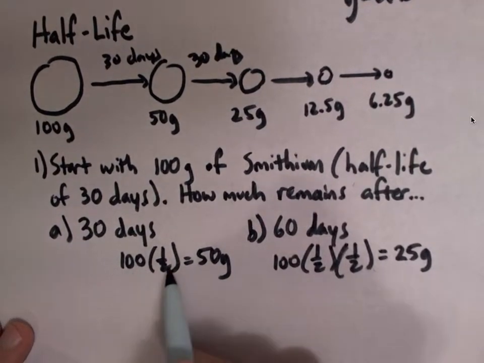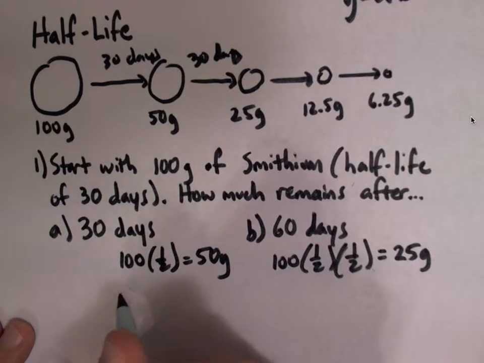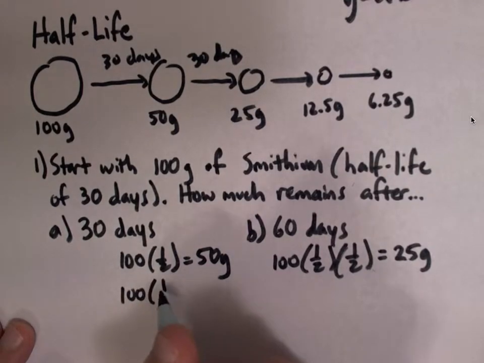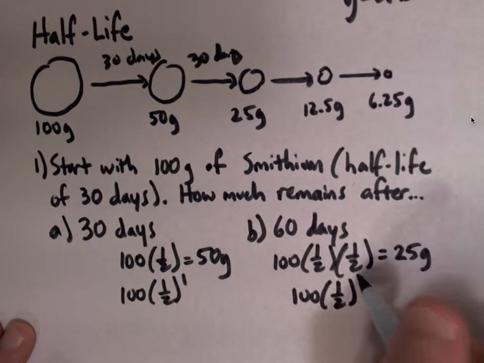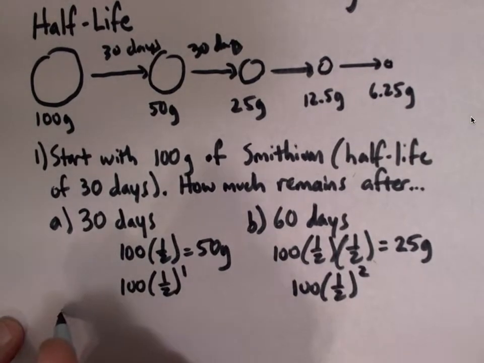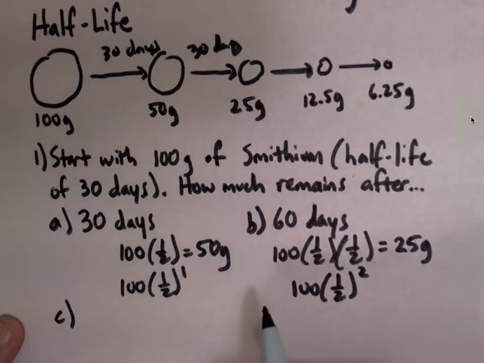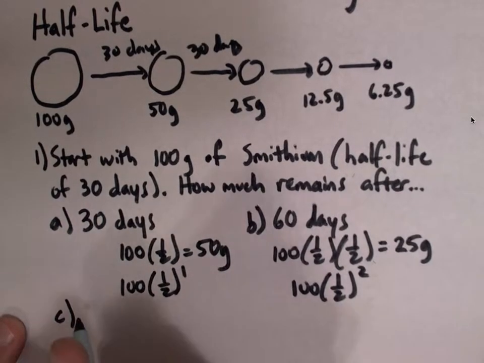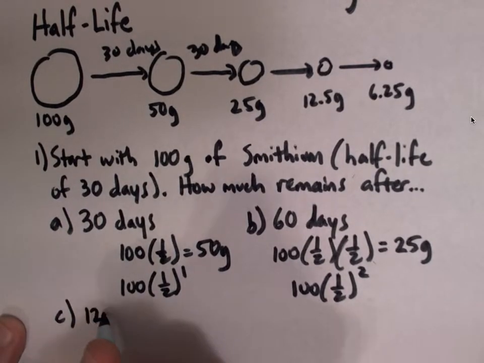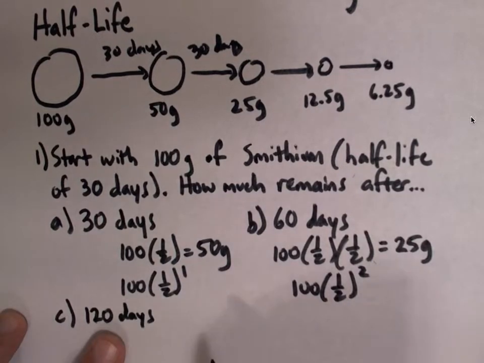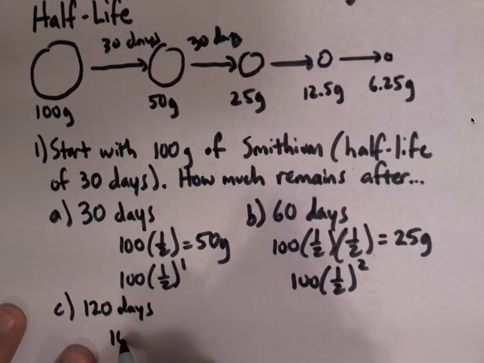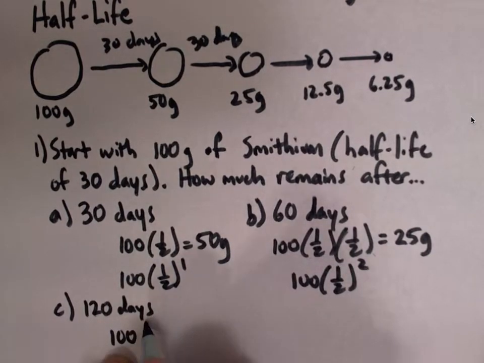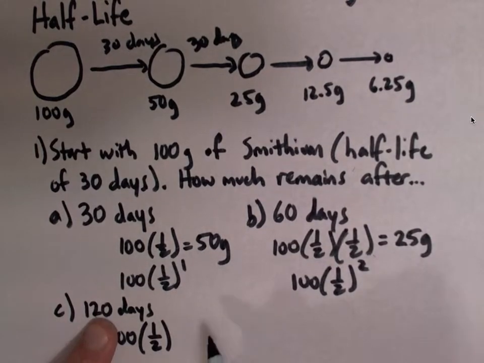But of course, we can't just keep writing it like this, half, half, half, half. A quicker way to do that would just be 100 times 1 half to the 1, right? 100 times 1 half squared. So for example, letter C, let's say how much remains after 120 days. Well, if we write that as a formula, we have 100 as our initial value. We're always halving it, we're decaying, right? Basically, we want to make a proportion here.